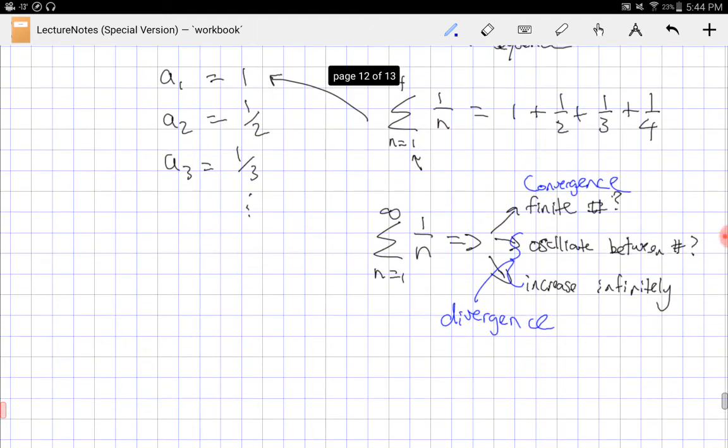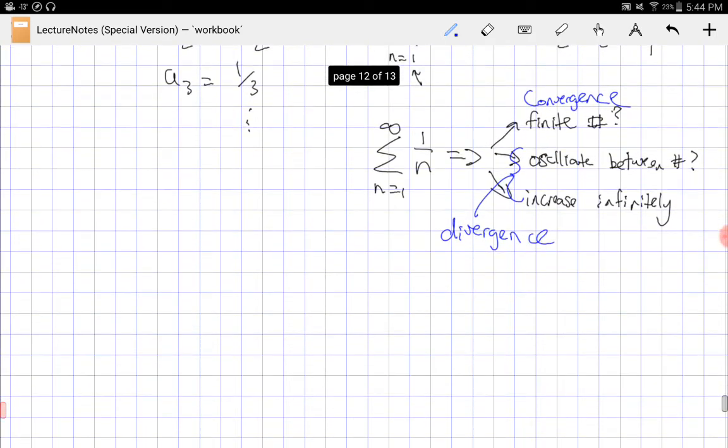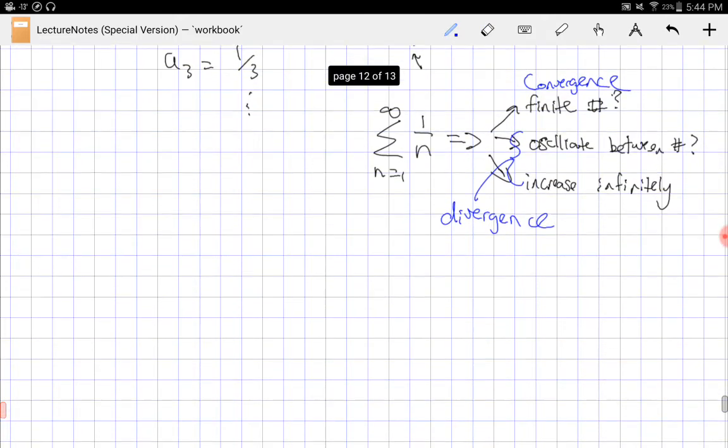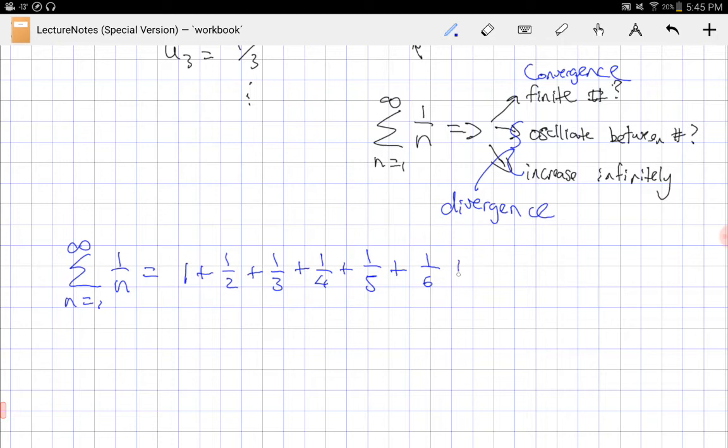So let's start with the example that we're working on. We want to know if this particular series converges or not. So what do we start with? Why don't we just start by summing up a bunch of numbers? If we take the sum from n equals 1 to infinity of 1 over n, this becomes 1 plus 1/2 plus 1/3 plus 1/4 plus 1/5 plus 1/6 plus 1/7 plus 1/8, and so on.